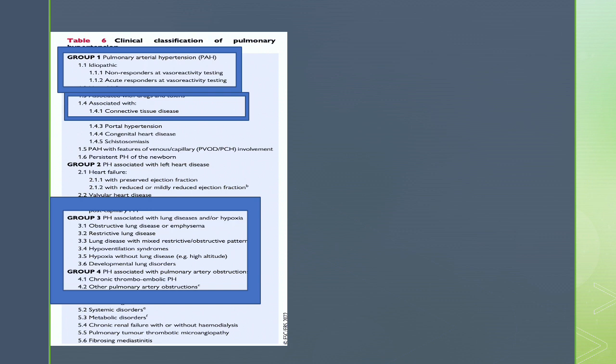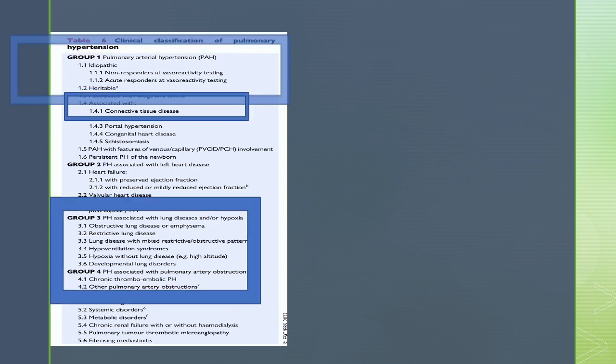Coming back to the classification, I'll be talking mostly about group 1, connective tissue disease related, and group 3 and group 4 in my future talk. So this will be our main focus. We'll try to avoid the left heart disease because this is going to make the discussion too long, and we're going to try to avoid things that we don't see so routinely, but are very much in the classification, and please go through it for completion of the subject in the article.